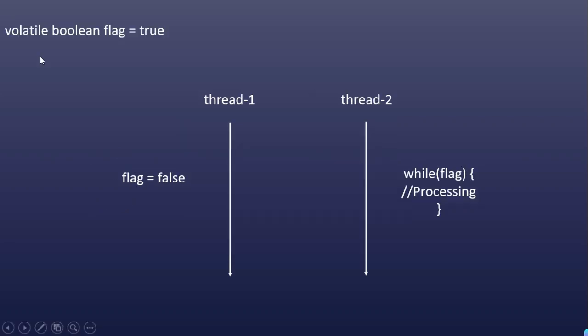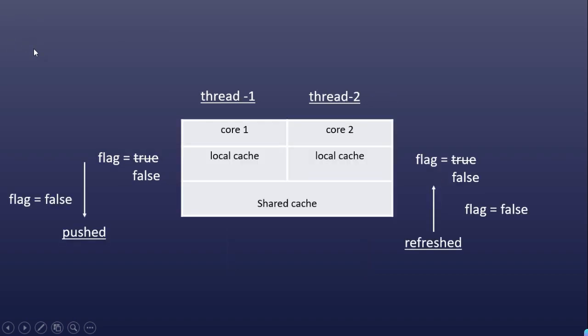We can solve this visibility problem by using the volatile keyword. Now we will see how the volatile keyword solves this problem. As soon as thread 1 has changed the value of flag from true to false, that value will be pushed to the shared cache, and here you can see the value changes to false. The shared cache is the cache which is shared among thread 1 and thread 2.